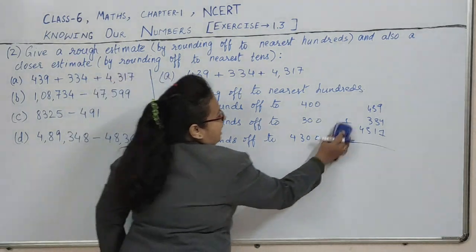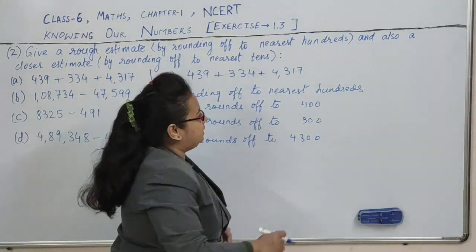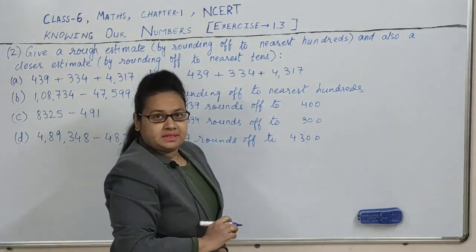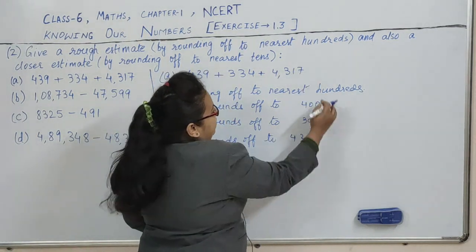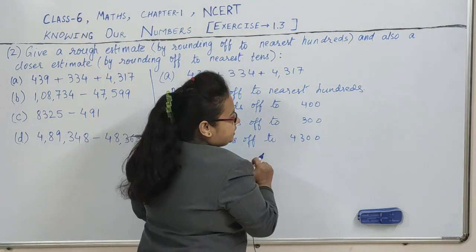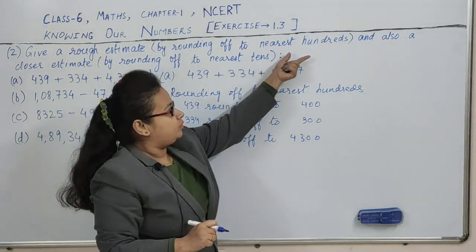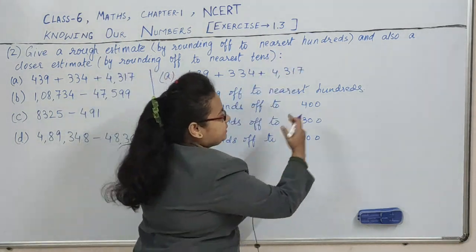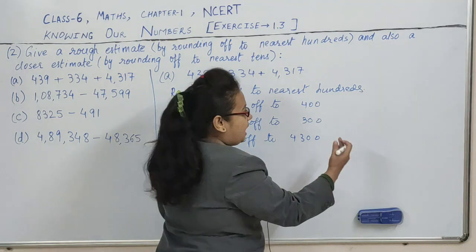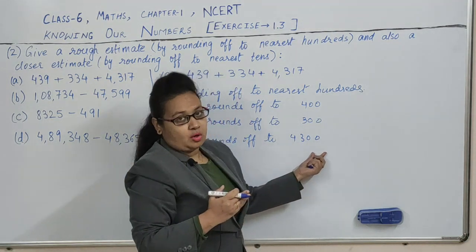In rounding off, what happens? When we are rounding off to the nearest hundreds, the ones and tens digits become 0. We have rounded off to the nearest hundred, so the ones and tens digits become 0. So when we round off to the nearest hundreds, the digits before the hundreds place become 0. That is, the ones and tens places become 0 when we round off a number.